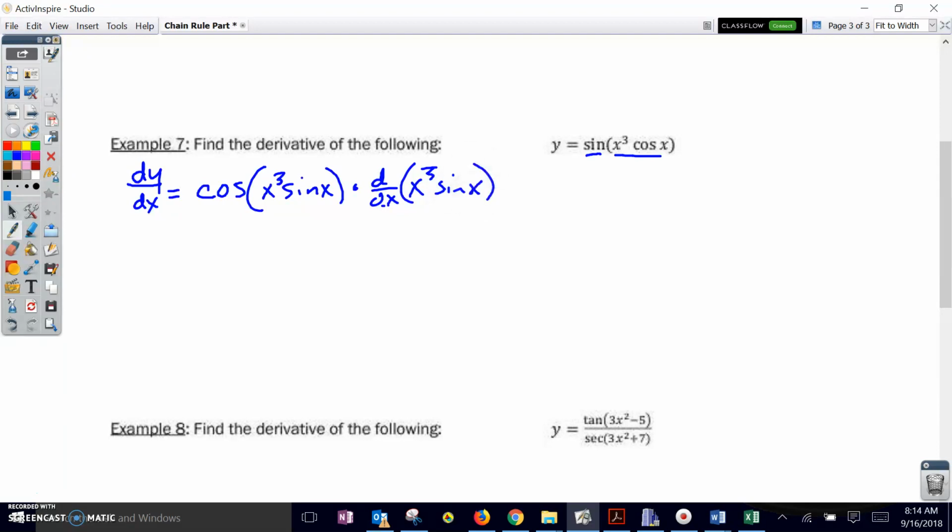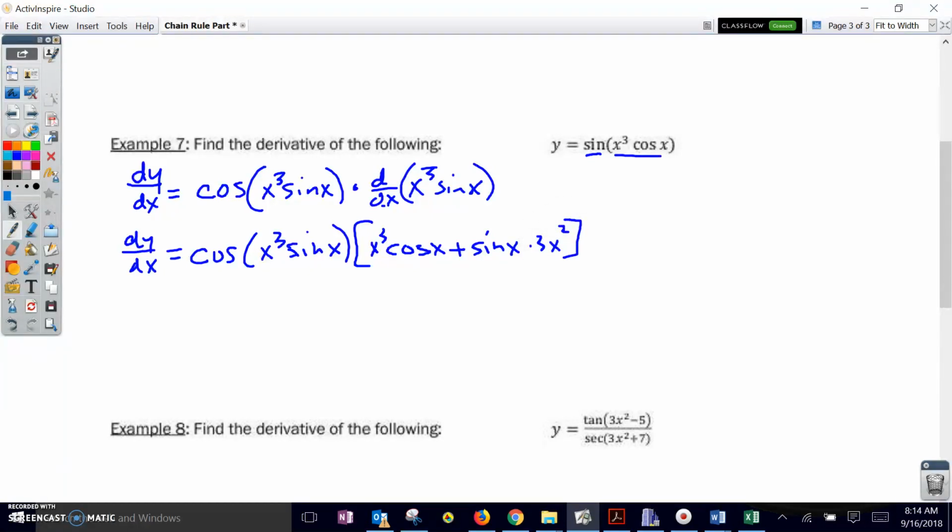And now to take the derivative of that part, we need to apply the product rule. So we still have our cosine of the quantity x cubed sine of x up front here. And then we will apply the product rule to x cubed sine of x. So we've got x cubed times the derivative of the sine, which is cosine, plus sine times the derivative of x cubed, which is 3x squared.